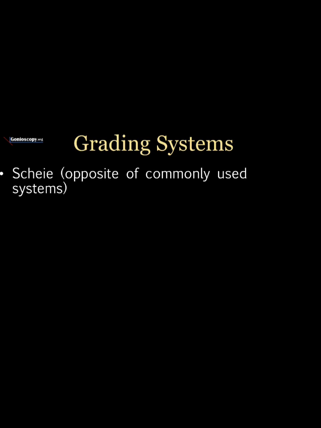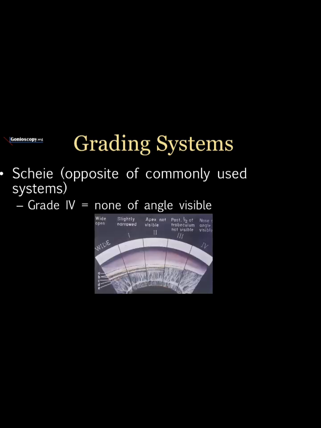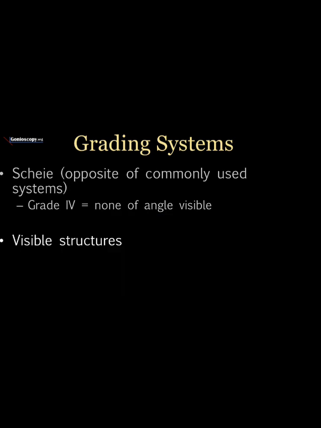There are some systems that I'm not going to use, but I'll just mention them briefly. There's the Shea system that dates back to the 1950s, and it's confusing because it's opposite of what we typically use, in that a grade 4 in the Shea system is completely closed. And in most systems, grade 4 is wide open. So I just mention that as a historical fact. And some people use visible structures. So they will say open to ciliary body band, or open to scleral spur, open to trabecular meshwork. And I'm not going to talk about that system either.